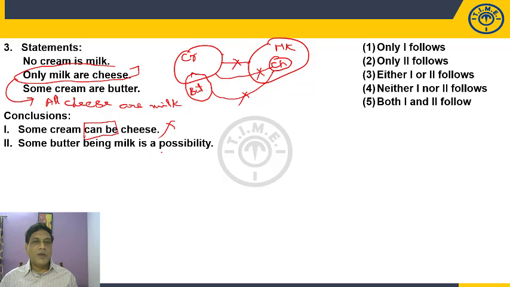Some butter being milk is a possibility. We are talking about a possibility, right? So, we have to check directly the alternative diagram also. Can we extend this circle of butter into milk? Yes, we can. Some part of the butter can, because there is no restriction whatsoever. So, this is possible. Only conclusion 2 is false.